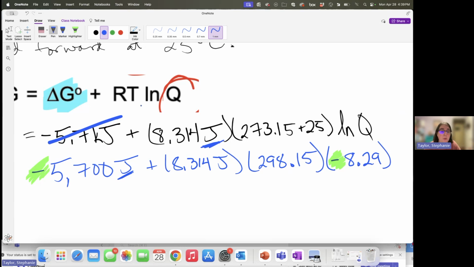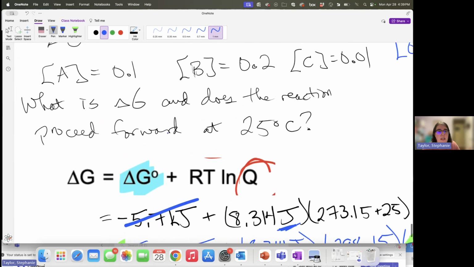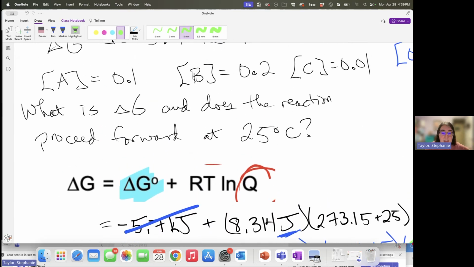If the only thing I need to answer is, does the reaction proceed forward? I know this answer already because I have a negative number and it's going to get more negative. So this is yes, this does proceed forward.